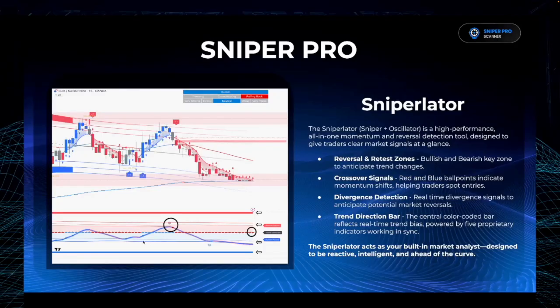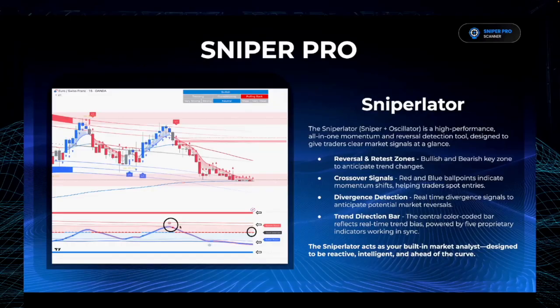And we also have a built-in Bollinger Band. So you want to make sure that you line up your Bollinger Bands with your bullish or your bearish retest zones. The next thing that you have are something called the crossover signals.